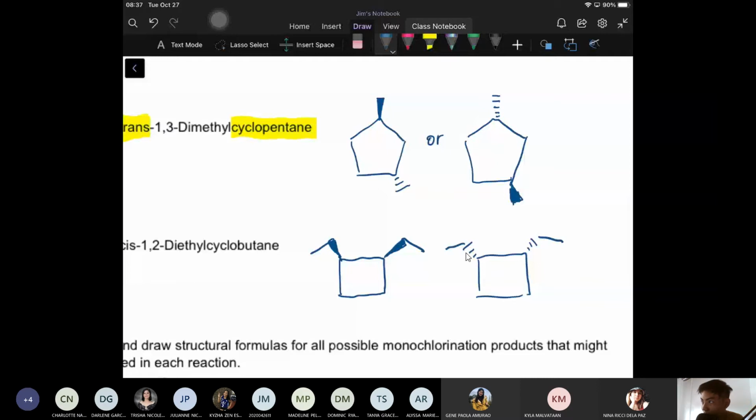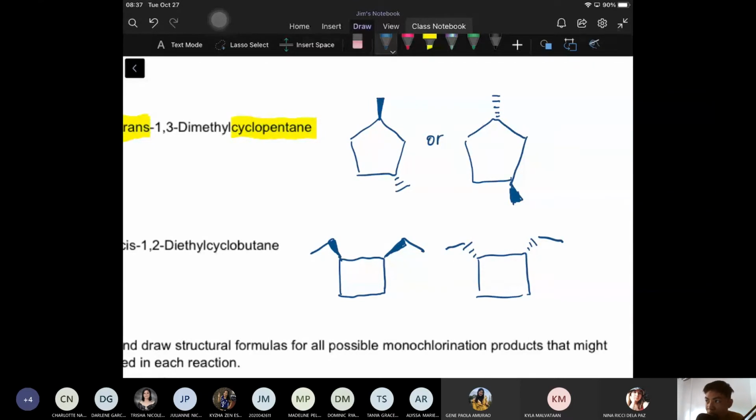So, yan. So, ano meaning niyan? Ito carbon na yan, tapos ito carbon yan. Carbon to, carbon yan. Carbon yan, carbon yan. Carbon ito, carbon din yan. Okay? So, this is our cis 1,2-diethyl cyclobutane. Cyclobutane, square. Diethyl, you have your 2 CH2 CH3s on carbon 1 and 2.